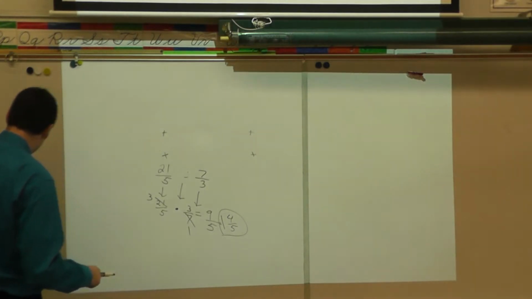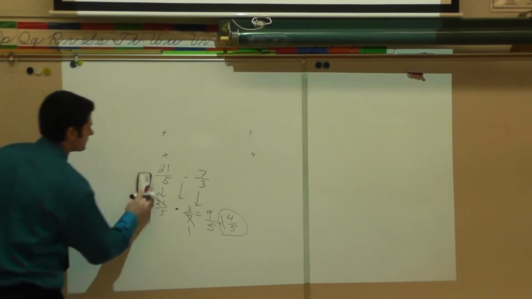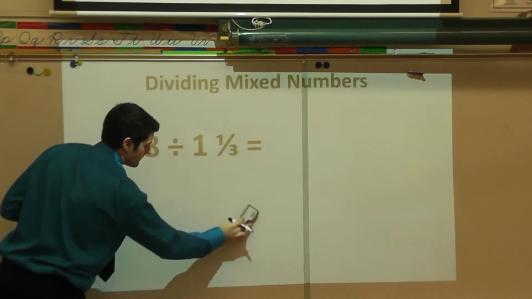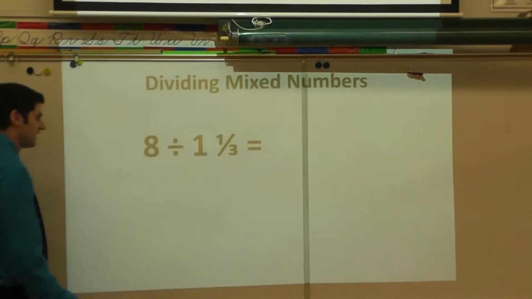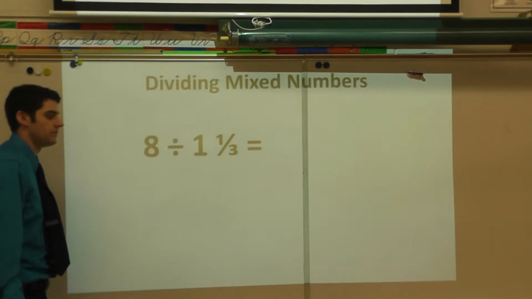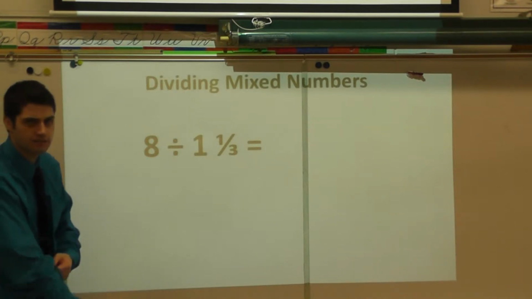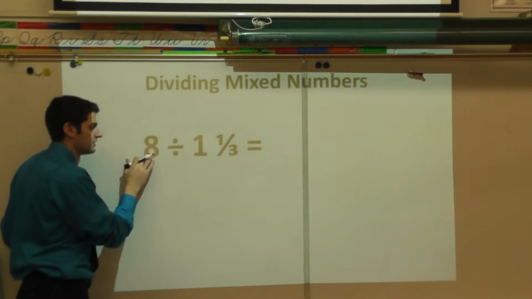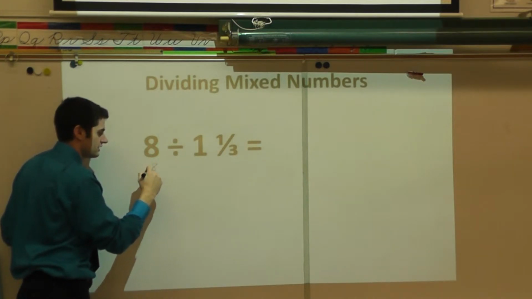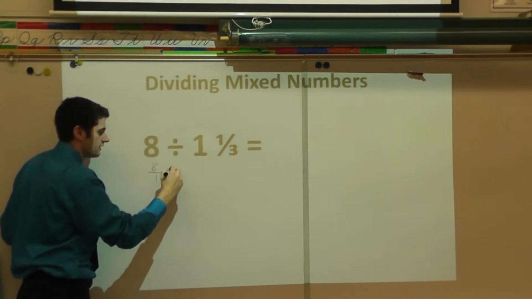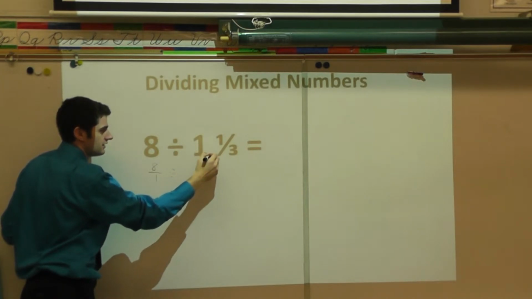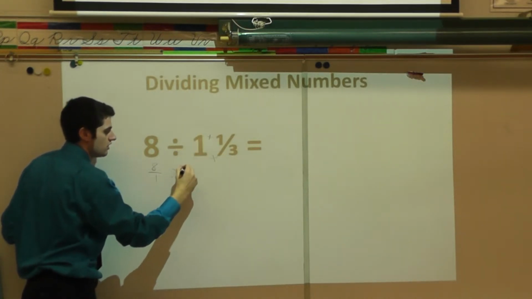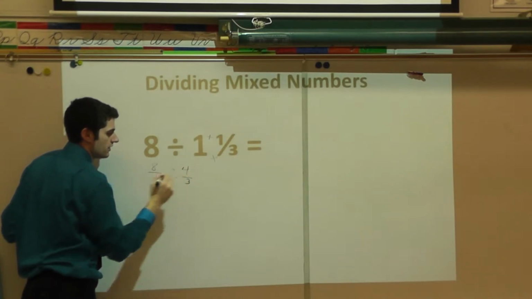Let's take a look at another example. If my number was 8 divided by 1 1/3. Let's see if I can trick you guys on this one. Our first step is to change to improper fractions. Well, 8 is simply just 8/1. Put my divided sign. 3 times 1 is 3, plus 1 becomes 4/3.